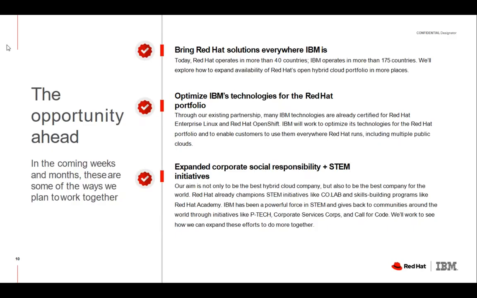Optimizing IBM's technology for the Red Hat portfolio. Already, IBM machines are designed and certified to run Red Hat Linux, for example, and Red Hat OpenShift. So Red Hat OpenShift will help IBM to create this hybrid cloud story, and this will enable customers to use Red Hat OpenShift while still using the IBM infrastructure. We need to understand one thing: IBM being a hardware-oriented company, and Red Hat being a completely software company, it's a perfect match.